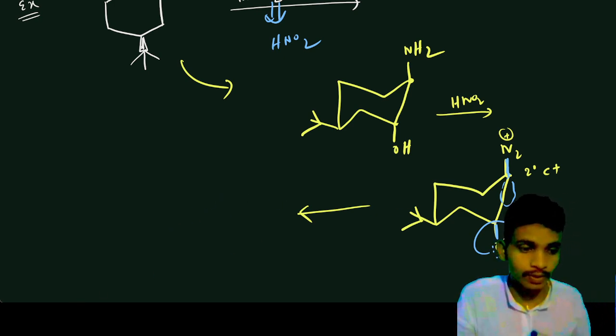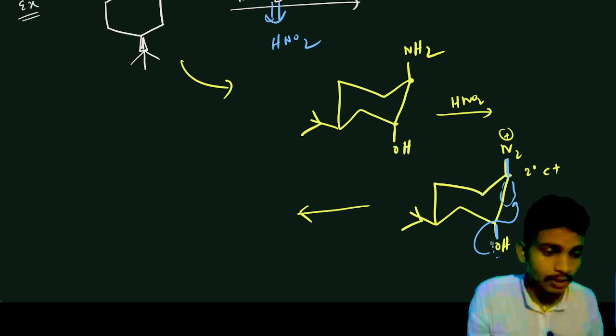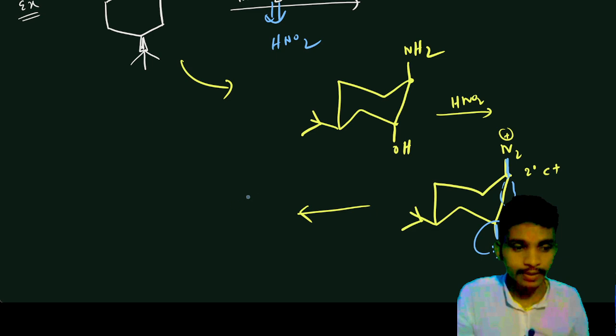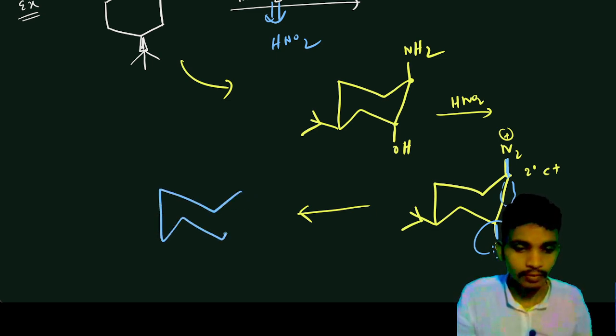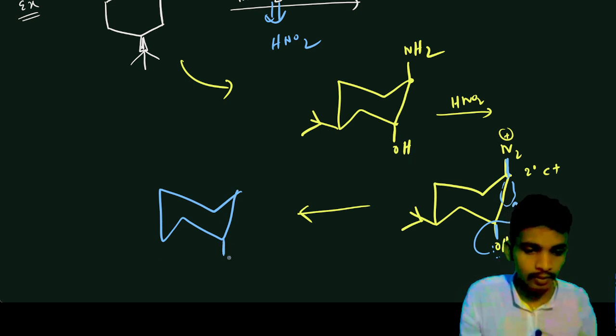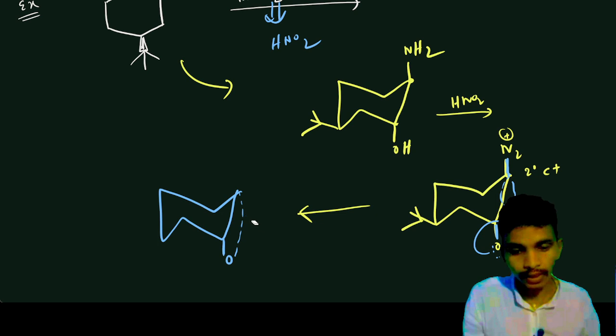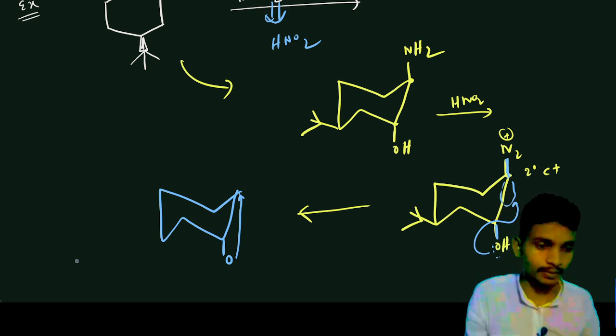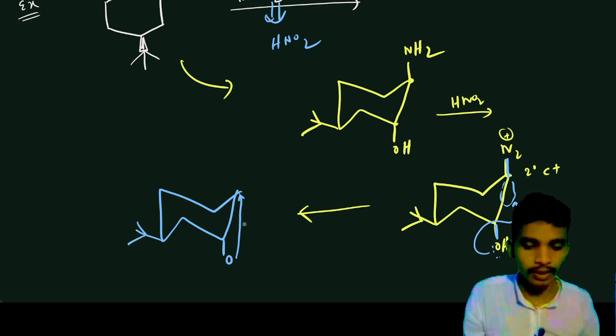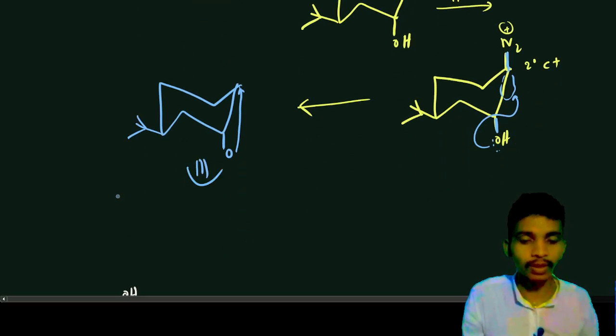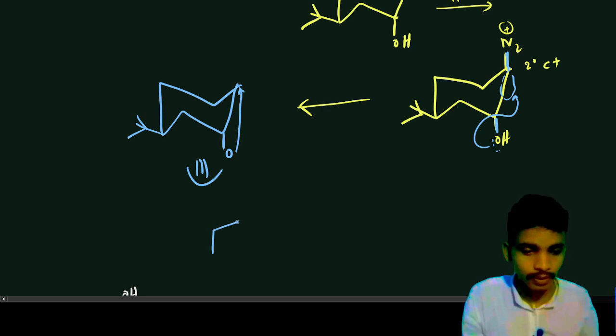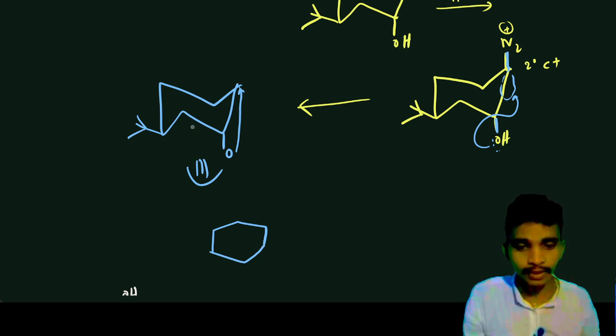This OH is on the downside, so the attack will happen from the downside. Here we have O, and it is going to attack from the downside. After that, this is going to be like this. Whenever you make this into the cyclohexane form, the cyclohexane remains as it is, and let's say this is 1, 2, 3 and 4.